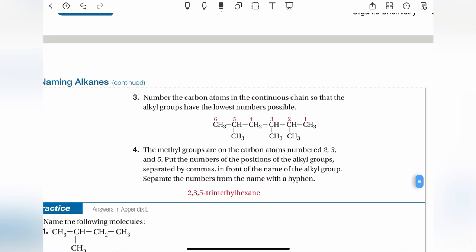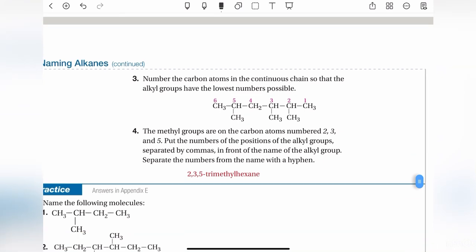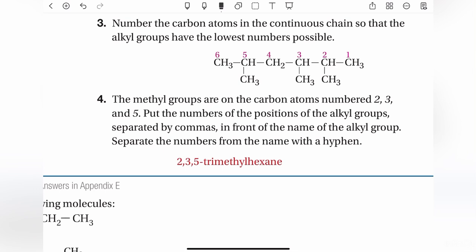Then the fourth and final step: the methyl groups are on the carbon atoms numbered 2, 3, and 5, so we put the numbers of the positions of the alkyl groups, separated by commas, in front of the name of the alkyl group. And we separate the numbers from the name with a hyphen. So numbers are separated from the name with a hyphen, and the numbers are separated from themselves with commas.